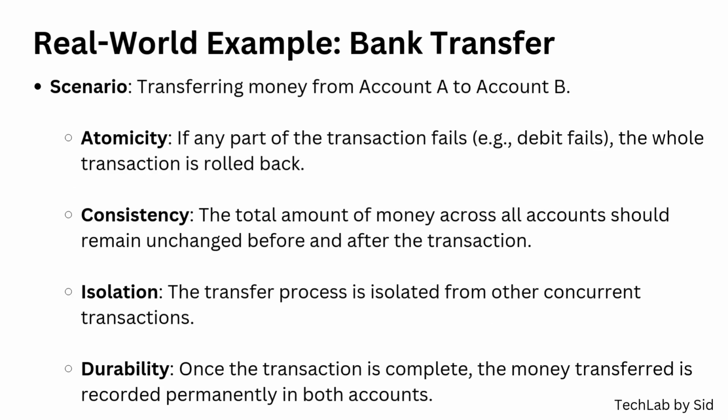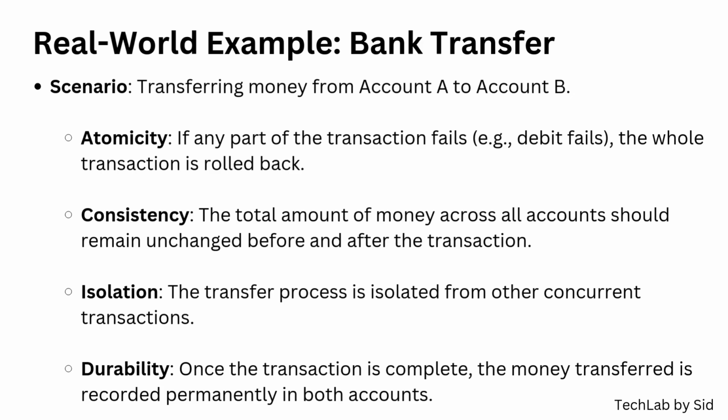To illustrate how ACID works in practice, let's consider a real-world example: a bank transfer. Suppose you are transferring money from account A to account B. The transaction consists of two operations, debiting account A and crediting account B. Here's how ACID applies. Atomicity: if either the debit or the credit operation fails, the entire transaction is rolled back. You won't end up with one account debited and the other not credited.